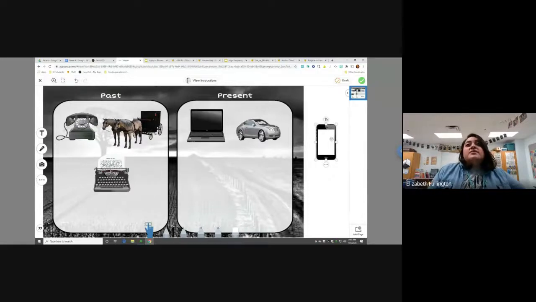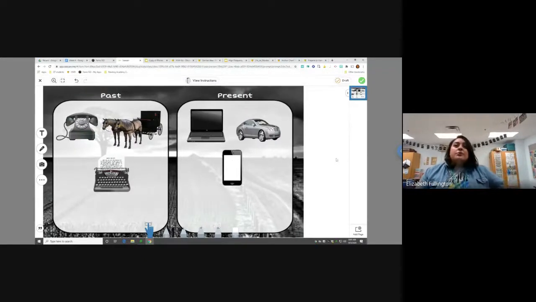All right, so what is this nifty thing? A phone. So that is in the present. It could be a tablet, but we're going to look at it as a phone. So we really did a really good job on this sort. So we're going to go ahead and pause for just a second, and we're going to do the pledge.